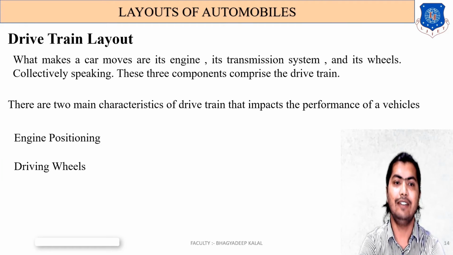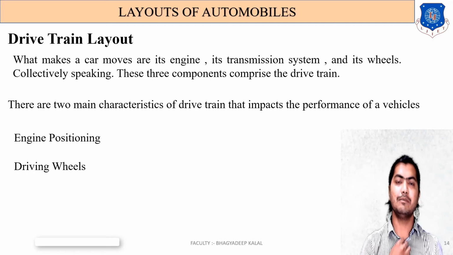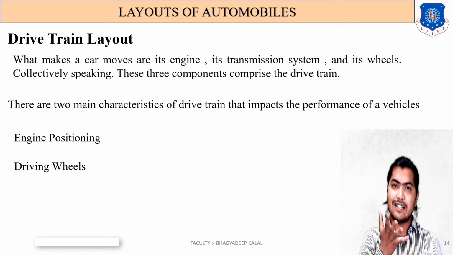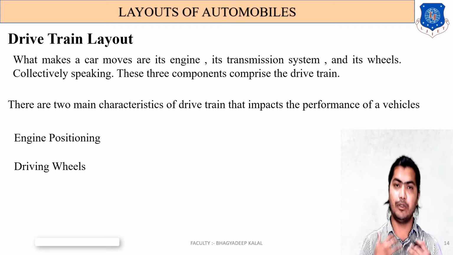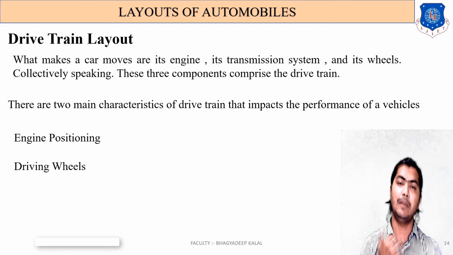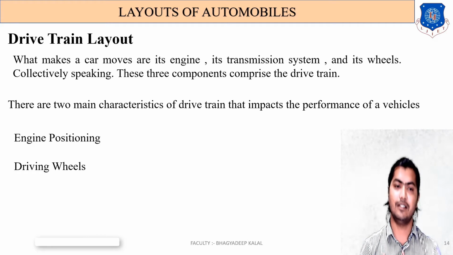Now drivetrain layout. What is the meaning of drivetrain? The components which are used to drive or propel a vehicle in forward or reverse direction are called the drivetrain. Which components are responsible for driving the vehicle? That is the transmission system, the wheels and the engine. These three main components are used to propel the vehicle, and collectively these three components are called the drivetrain. One is the engine, the transmission system and the wheels.